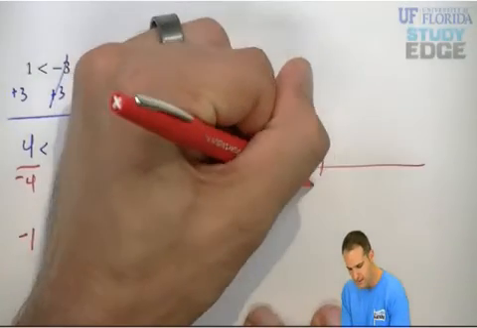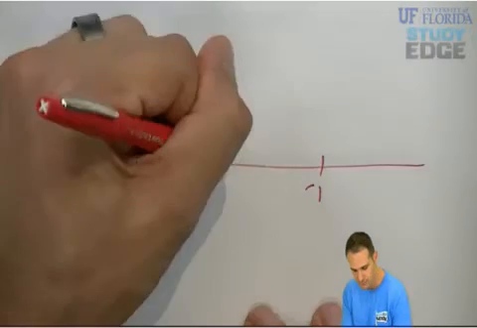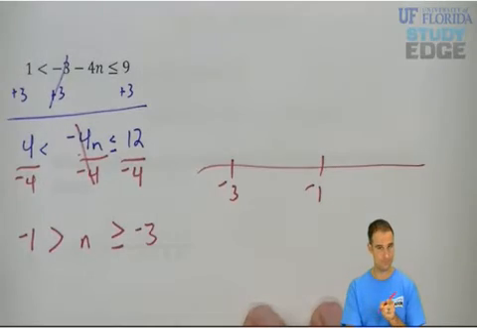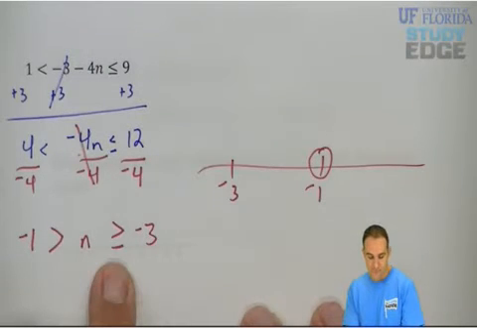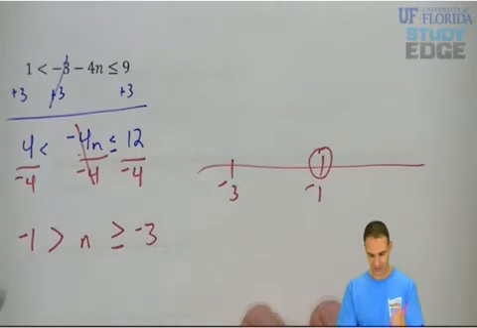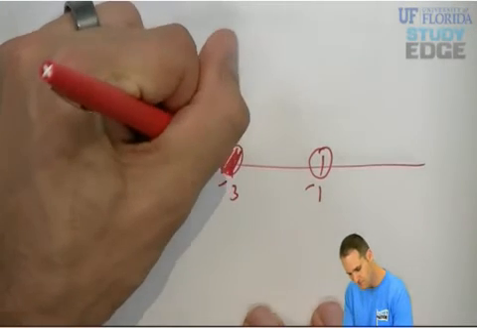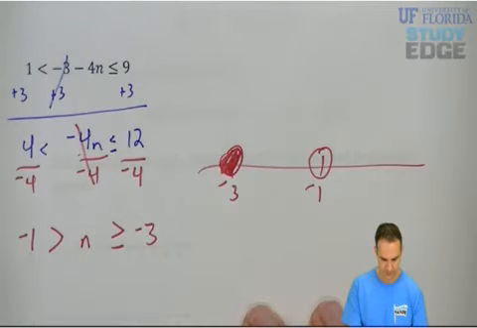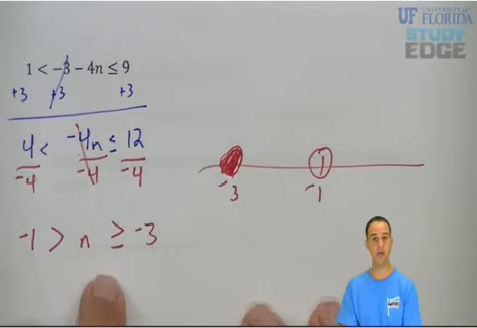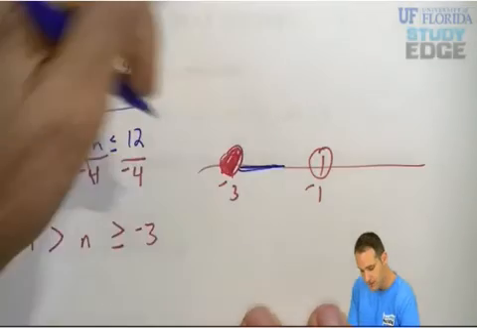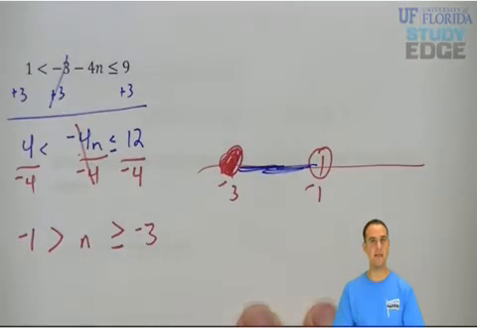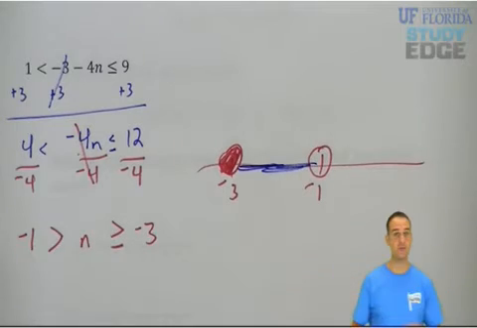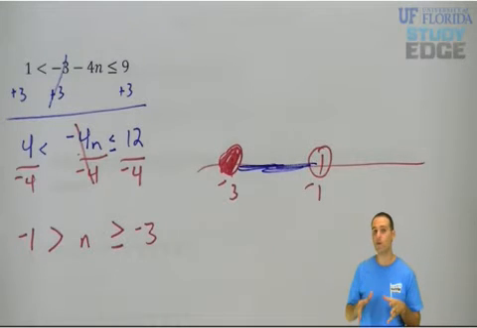I have negative 1, and remember, negative 3 would be smaller than negative 1. Negative 1 has an open circle, but finally we have an equal to. Finally! That's a closed circle. n is greater than or equal to negative 3, but n is also less than 1, so it's everything in between. So you have 2 ways to solve these.